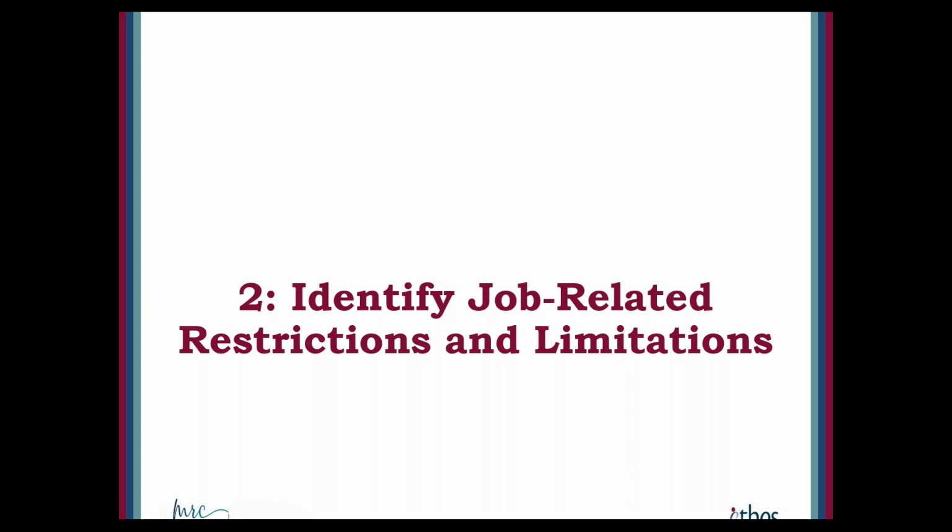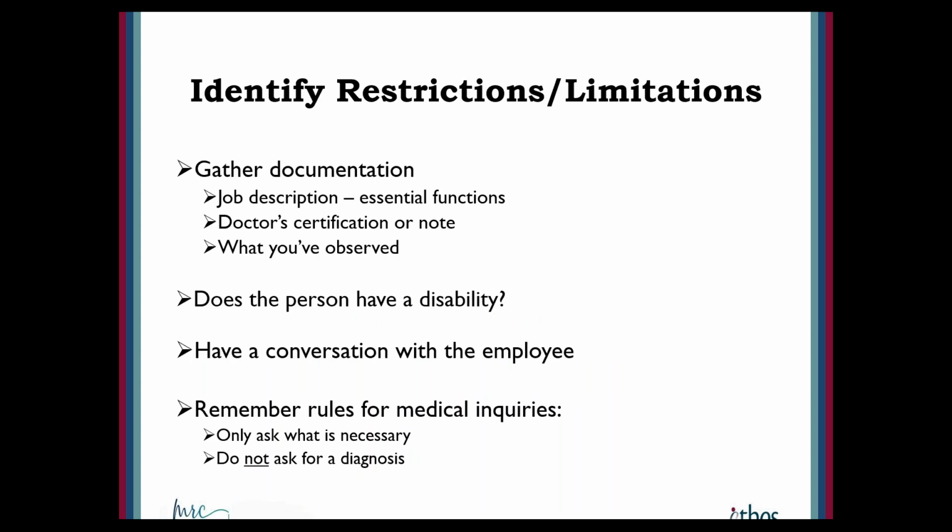Okay, so the second step in the process after we have the job essential functions laid out is to identify whether there's any restrictions or limitations, right? So you want to put on your detective hat and start gathering documentation. It starts with that job description and essential functions. If there's a doctor certification form or a note from the doctor laying out any sort of restrictions, like this person can't work for more than so many hours a day, they can't lift more than 10 pounds, whatever that is. Also, what you've observed, what the employee has told you, right? All of that. And so you want to find out, does this person have a disability?